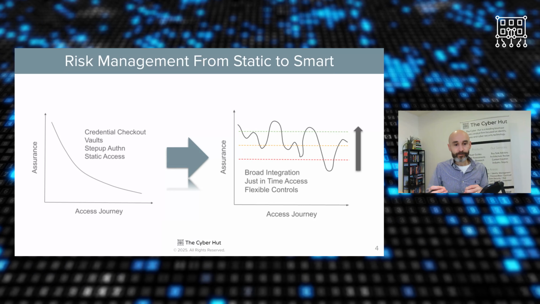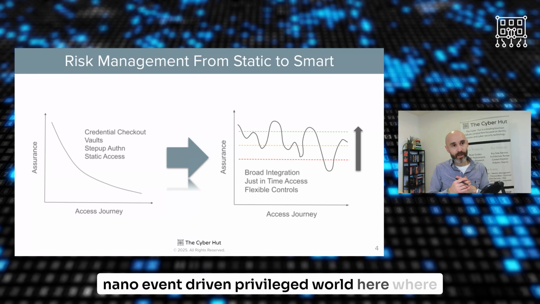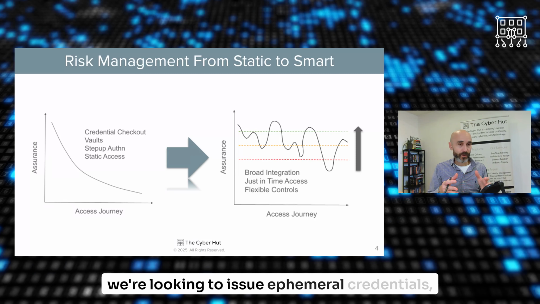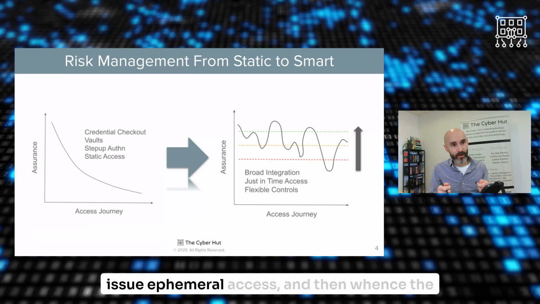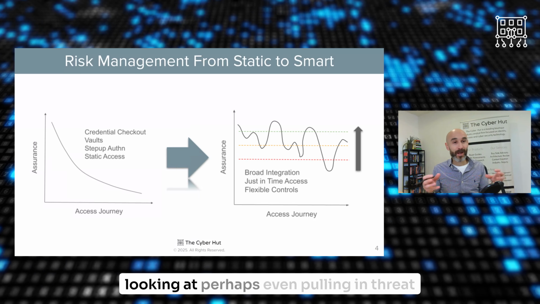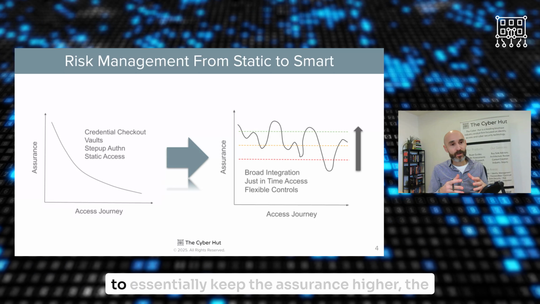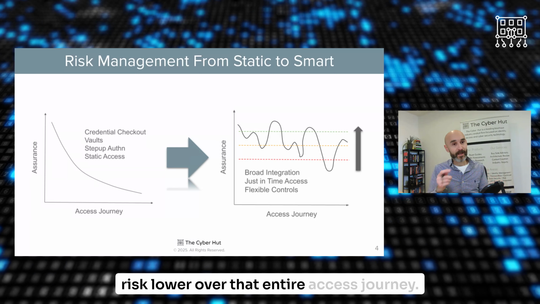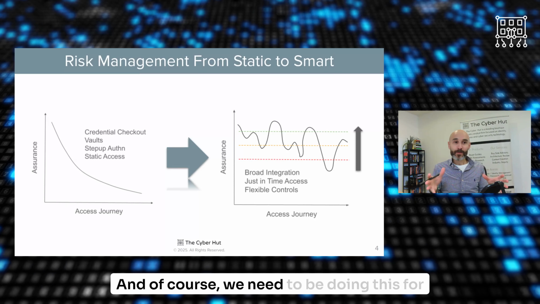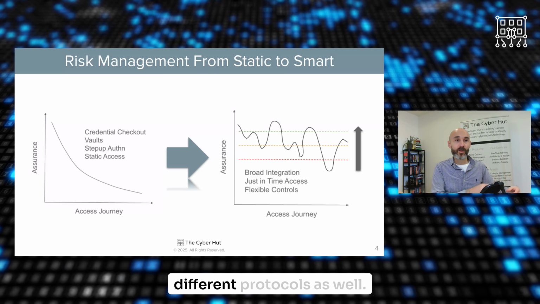Whereas obviously we're moving to more of a micro and nano event driven privileged world here, where we're looking to issue ephemeral credentials, issue ephemeral access, and then once the access is being used, we're looking at monitoring, we're looking at behavior, we're looking at perhaps even pulling in threat intelligence information as well to allow us to keep the assurance higher, the risk lower over that entire access journey. And of course, we need to be doing this for all of those different systems I mentioned across a whole host of different protocols as well.